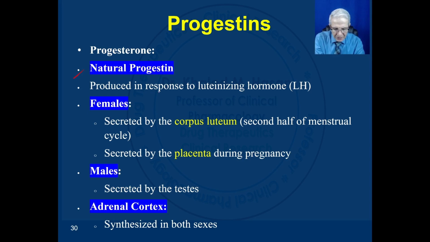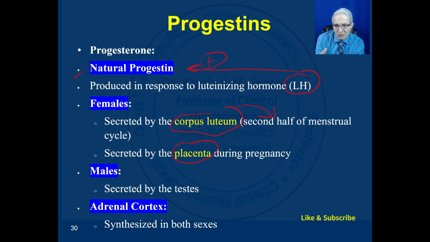For progesterone, as we mentioned, natural progesterone is produced in response to the luteinizing hormone. The luteinizing hormone will stimulate the release of progesterone. In females, progesterone is produced from the corpus luteum during the second half of the menstrual cycle. During pregnancy, it is produced from the placenta. So we have two main sources of progesterone secretion: the corpus luteum during the menstrual cycle, and the placenta during pregnancy.